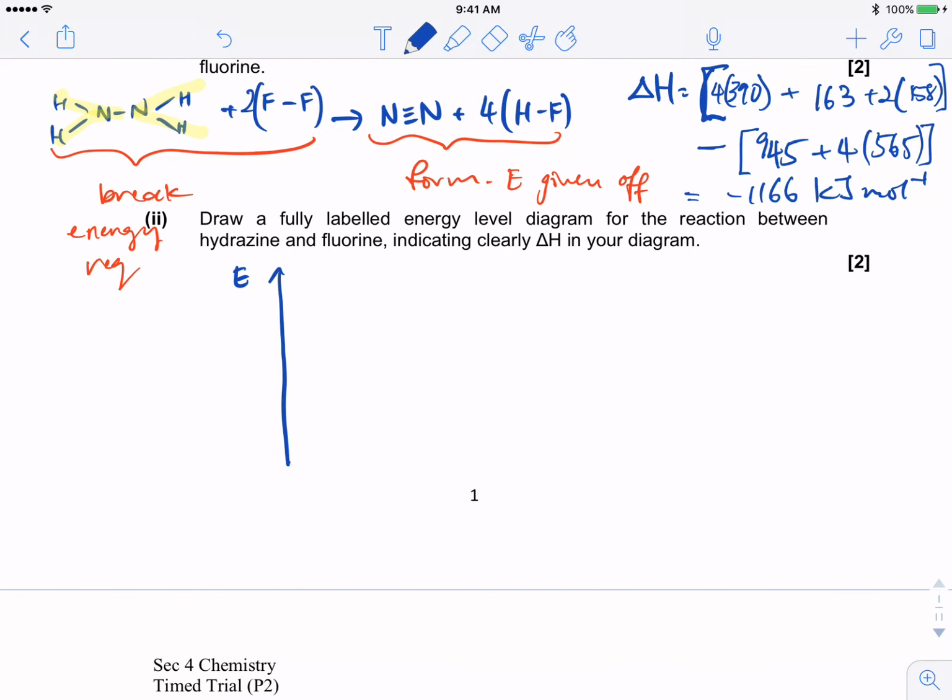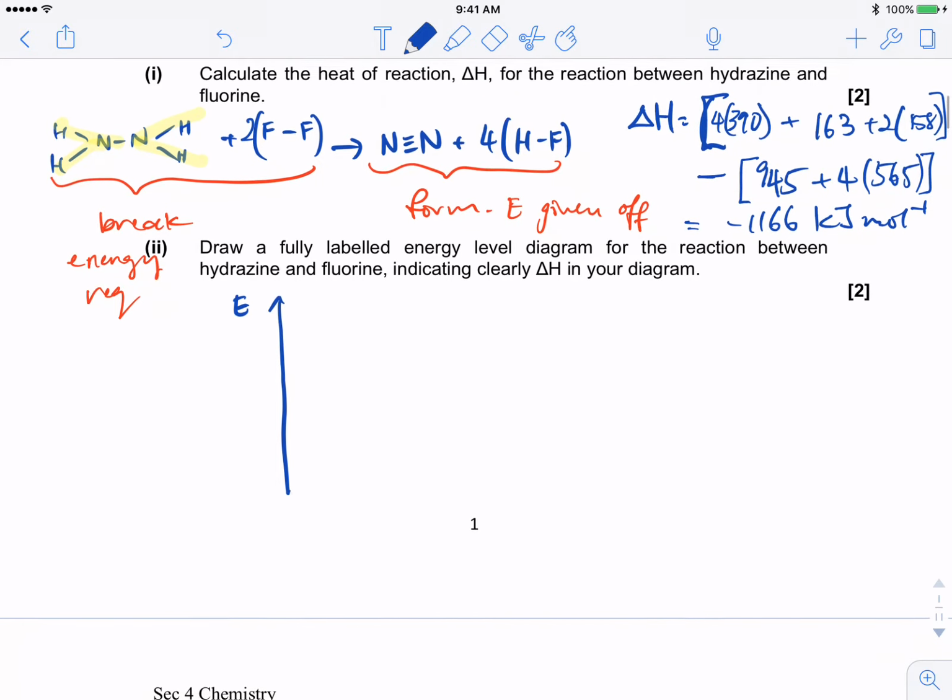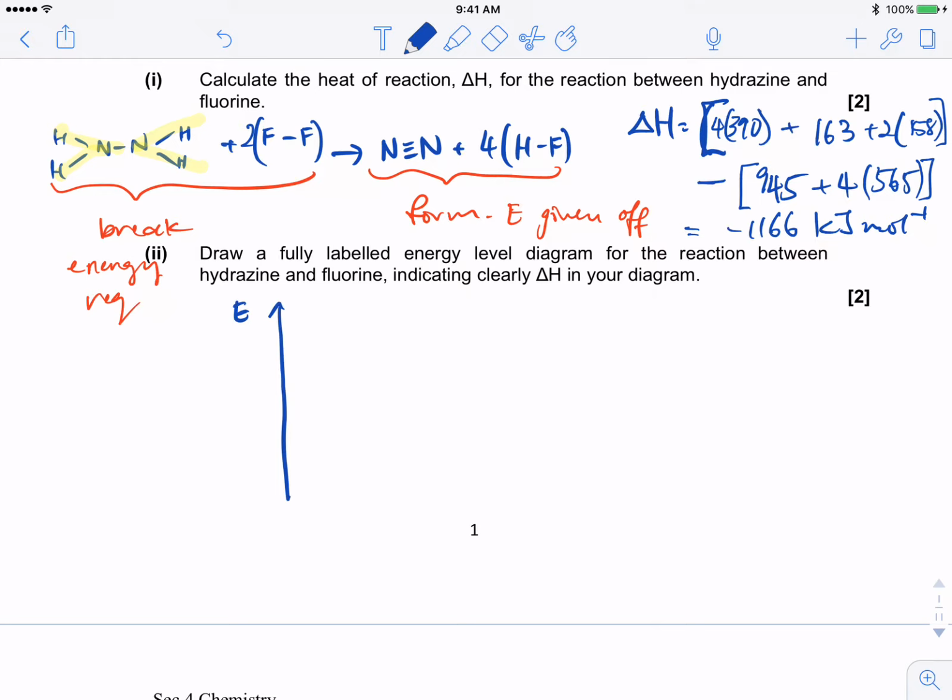Next, draw a fully labeled energy diagram for the reaction between hydrazine and fluorine, indicating clearly the delta H in your diagram. Now note that your delta H is a negative value. So which should be higher? Is it reactant higher than product, or the other way around? Now remember, for the delta H to be negative, it should go down. So your reactants should be here, your products should be here. It's an energy level diagram, so you do not need to draw the hump.